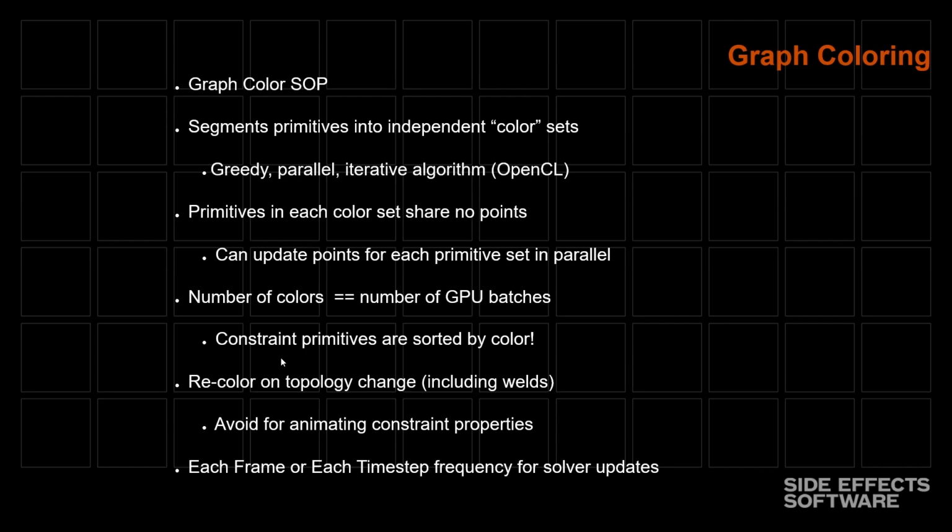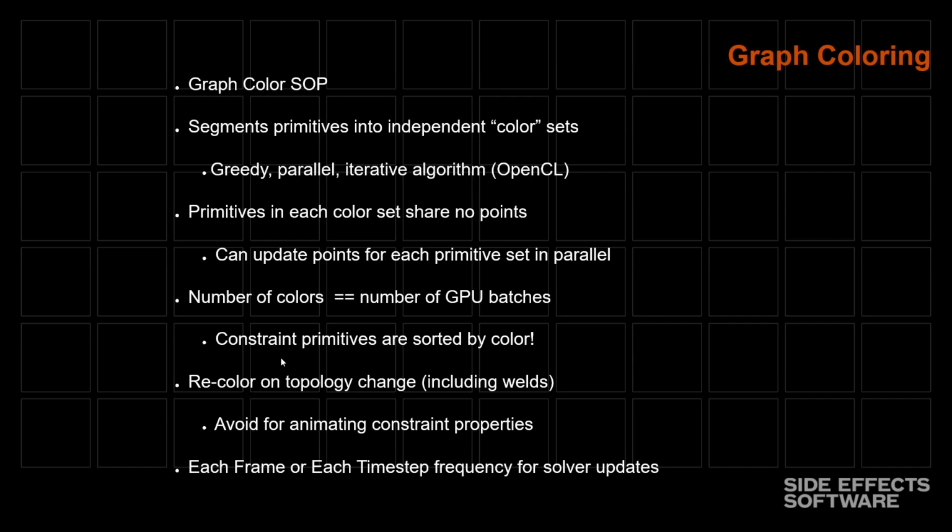So if you take a bunch of primitives in a particular color and send them off to, for instance, the GPU, you know that you can be safe updating all of their point positions and there won't be any conflicts. So that's why you do graph coloring: it basically makes it possible to process large amounts of primitives that are connected in parallel. And that's exactly what we have when we set up a bunch of constraint primitives.